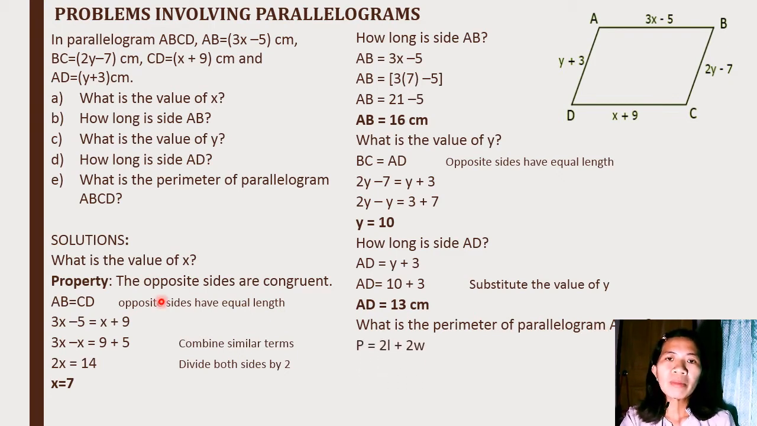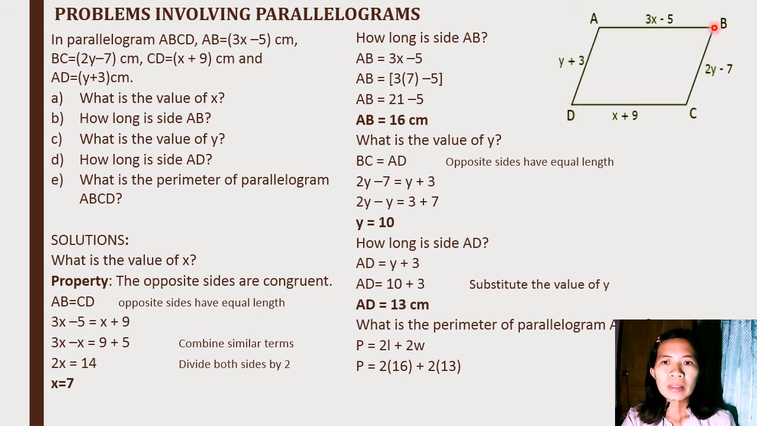So we have this formula. The perimeter is equal to 2 times length plus 2 times width, meaning the 2 lengths and the 2 widths. We are going to add all the sides. So the value of the length, which is segment AB, is 16 centimeters times 2 because opposite sides are congruent. And then plus 2 times 13. This measurement is 13 centimeters.